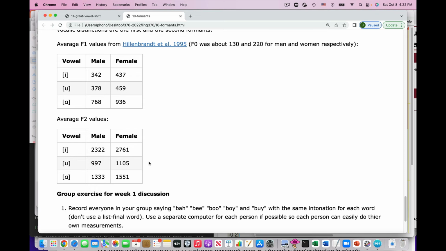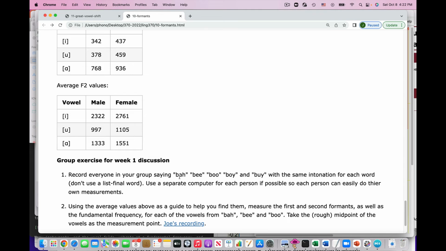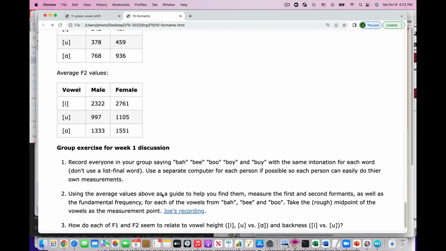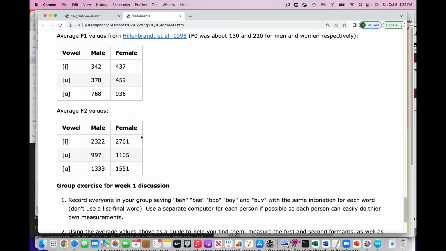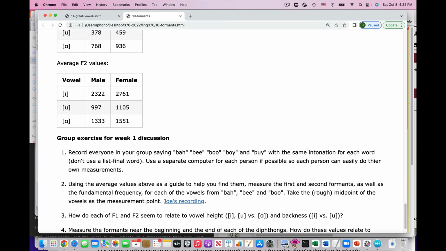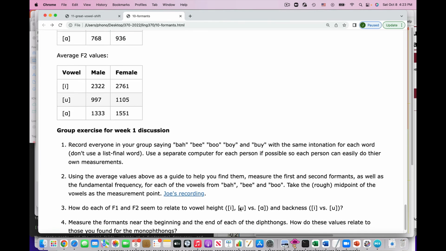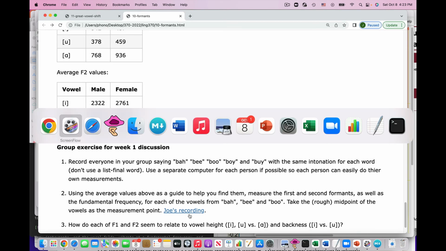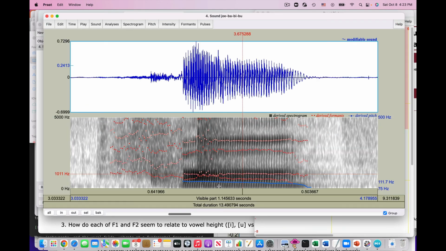I've given you these as a guideline for your work because I'm going to ask you to record everyone saying ba, bee, boo, boy, and bye with the same intonation for each word. So don't use a list. And then I'd like you to look at your vowels in Praat, and using these average vowels as a guide to help find them, take the rough midpoint of ba, bee, and boo and try to find the F1 and F2.